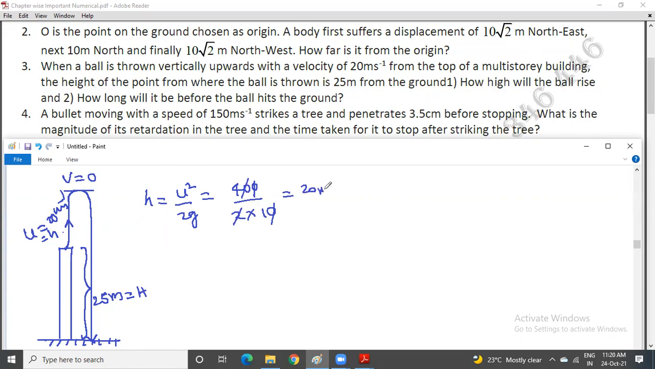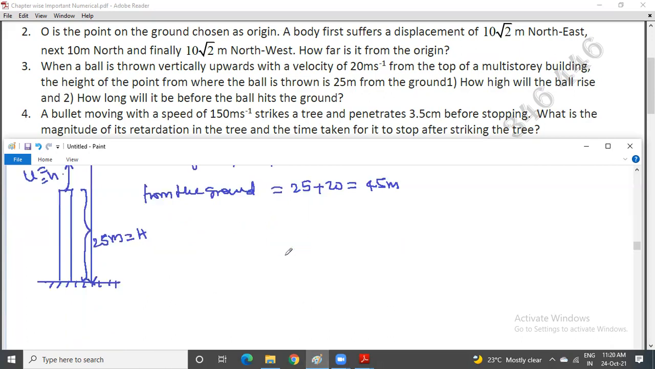This is 20 meters from the top of the tower, but from the ground it is 25 plus 20. So therefore 45. From the ground it is 45 meters. Now this is the answer for the first bit. Now the second answer: how long will it be before the ball hits the ground? You need to find out time.